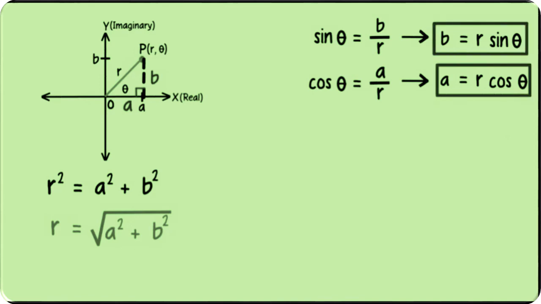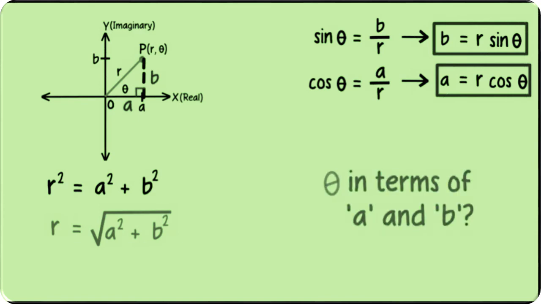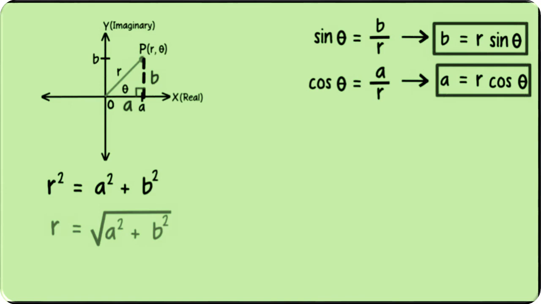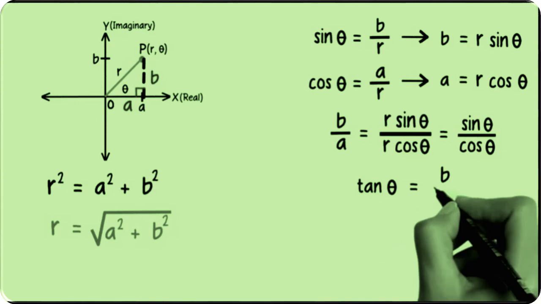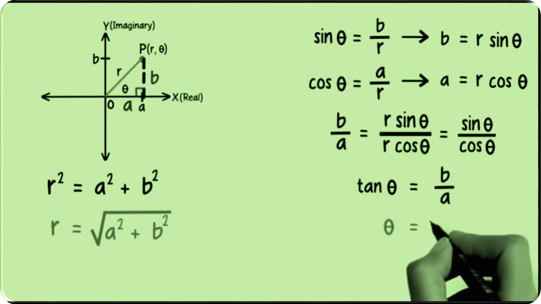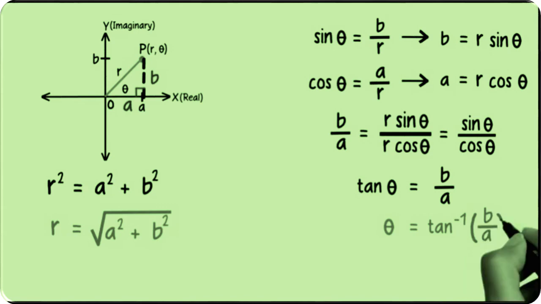Now we have A and B in terms of R and theta, but we still don't have theta in terms of A and B. But are these two enough to give us that? Yes, all we need to do is divide B by A. R gets cancelled and we get B over A as sine theta over cosine theta. And what is sine over cosine? It is tan. Tan theta will equal B over A. Hence, theta will equal tan inverse of B over A. That is theta in terms of A and B.